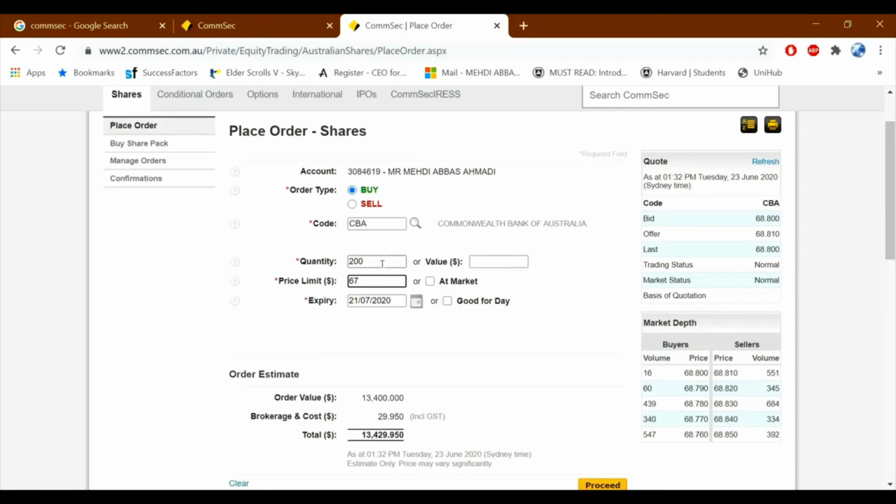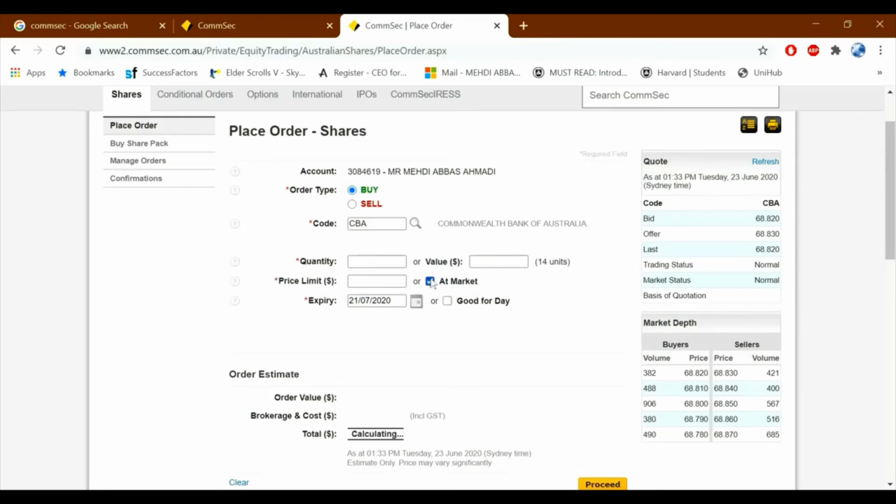Another scenario: let's say you have $1,000 and you don't know how many stocks you can buy with that $1,000. So instead of quantity, you go by value. Let's say you have $1,000, and you want to buy at $67 per share. So you can only buy 14 shares at that price.